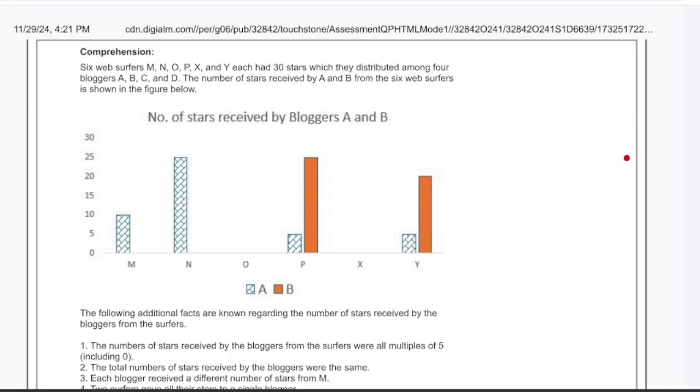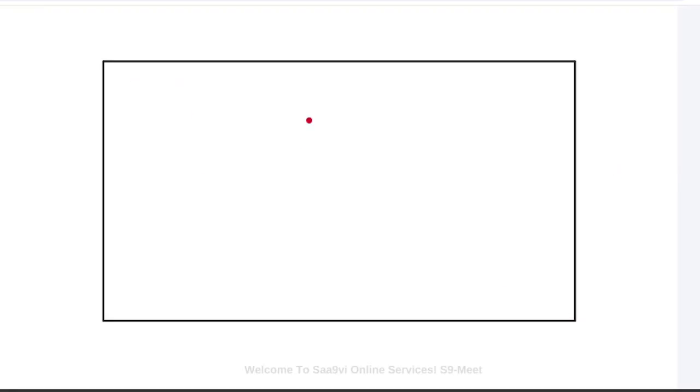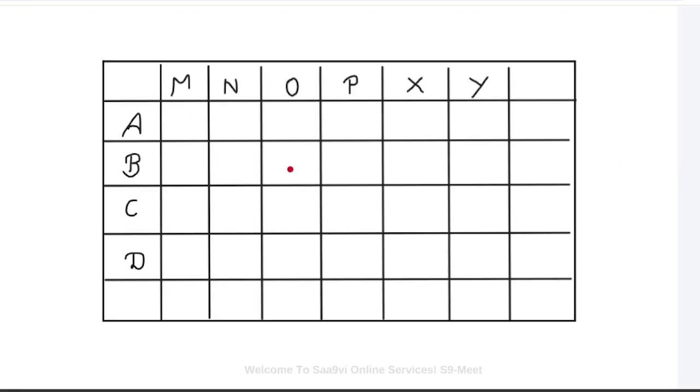So let's summarize first of all this information. They all had 30 stars and the graph information. Let's make a table of it first of all. After making the table, as we can see at the top, we have written six surfers, M, N, O, P, X, Y, and on the left hand side, we have written four bloggers, A, B, C, D. Now let's summarize the information.